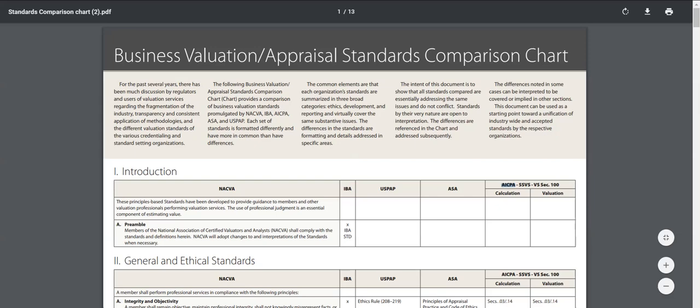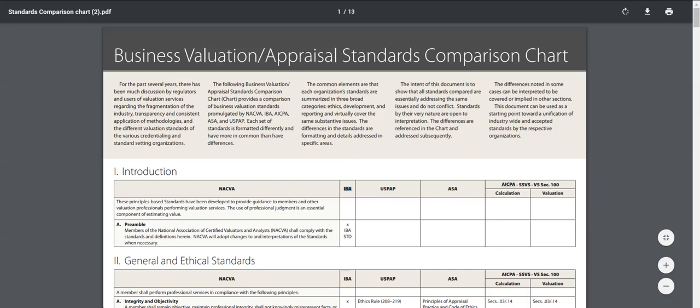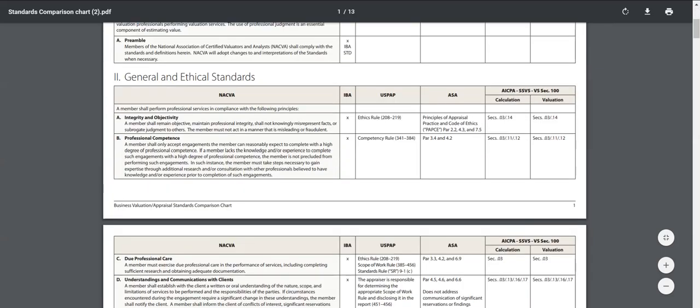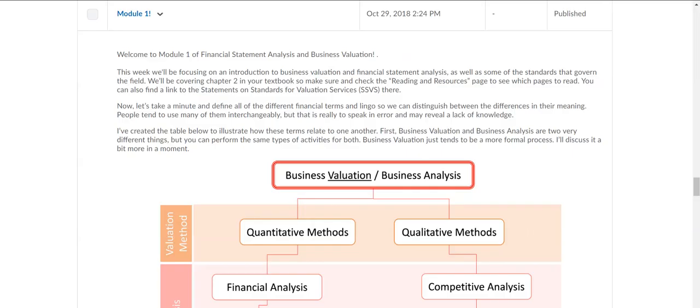There's NACVA, which is the National Association for Certified Valuators and Analysts. There's the Institute of Business Appraisers, the IBA. They were actually acquired by NACVA several years ago. There's the UPAP, the ASA. ASA is the American Society of Appraisers. So the setup of this was created by NACVA actually. So we've got NACVA standards over here, and then it compares it to these other standard setting bodies over here. For the most part, they're really very similar, but there are differences, and you can discuss those this week.